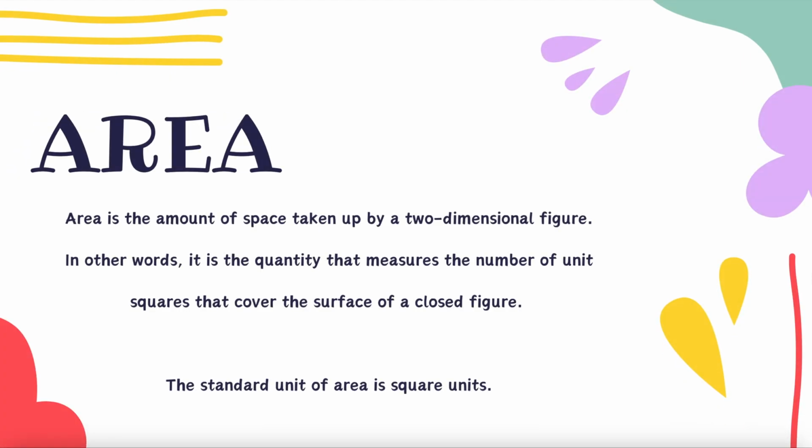Now the area is a little bit different because the area is the amount of space taken up by a two-dimensional figure. In other words, it's what measures the unit squares that cover the surface of a closed figure. So it's the area within the shape. And the standard unit of area is square units. That will come into play when we're labeling our units for our numbers.